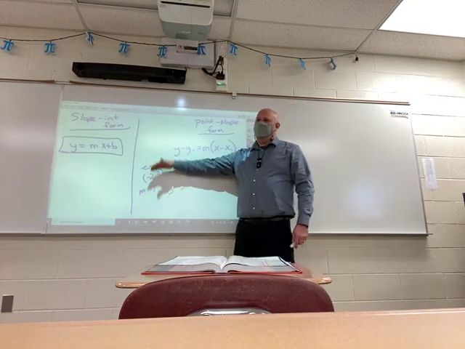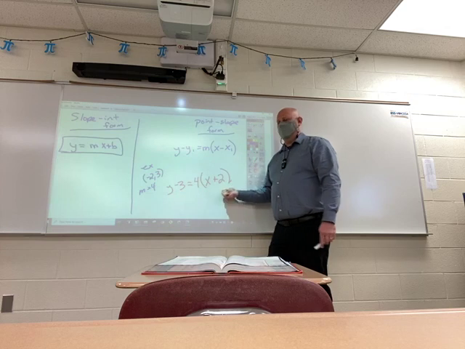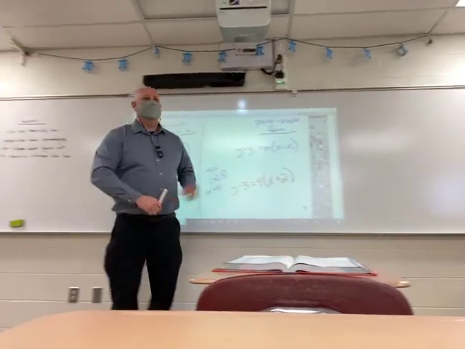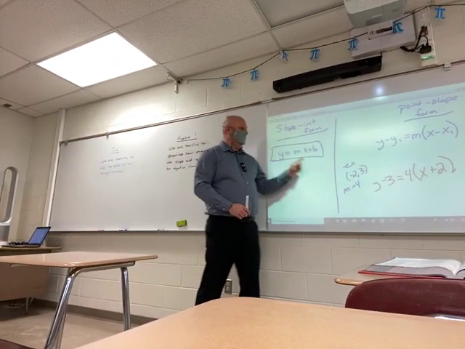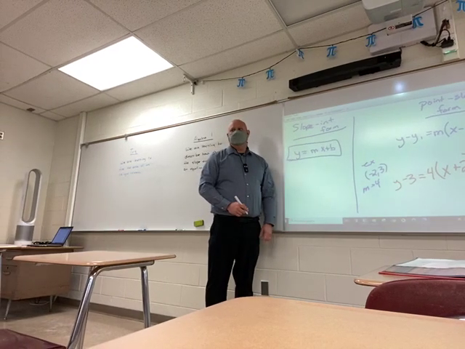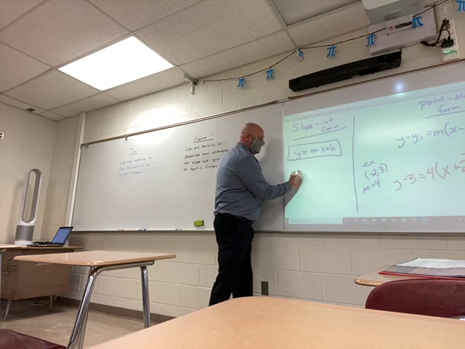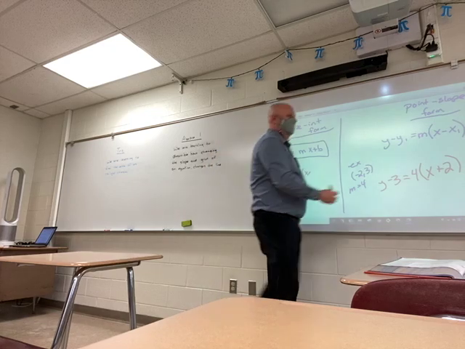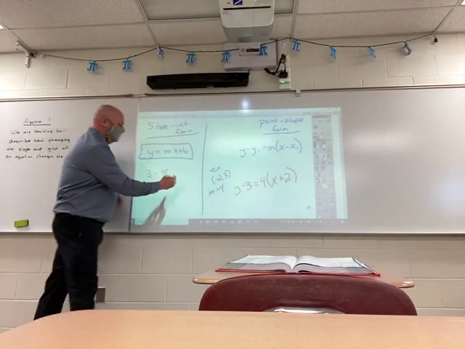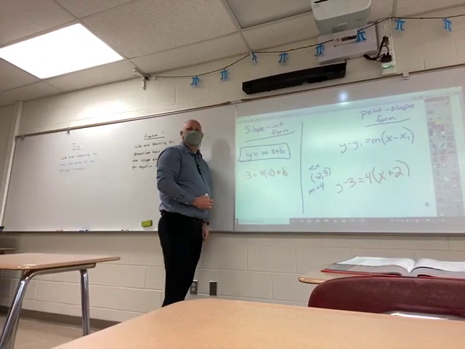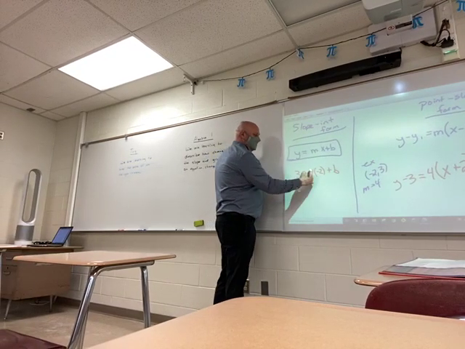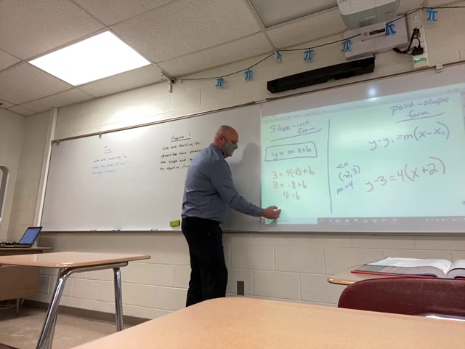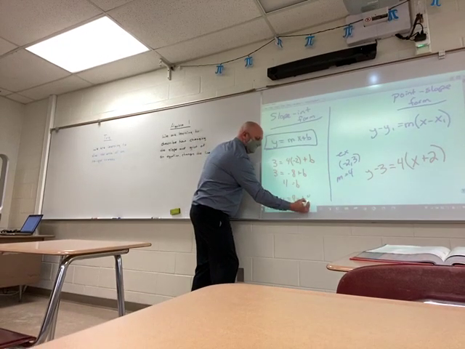I need you to be able to take a point and a slope, write it in point-slope form, and then possibly simplify it to slope-intercept, or take the point and the slope, put it in slope-intercept, and write an equation. Here you could go 3 equals 4, and the x would be -2, plus the b, and then we solve for b, right? So 3 would equal negative 8 plus b, add the 8, and you get 11. So my answer would be y equals 4x plus 11.